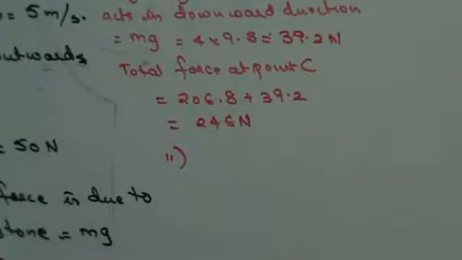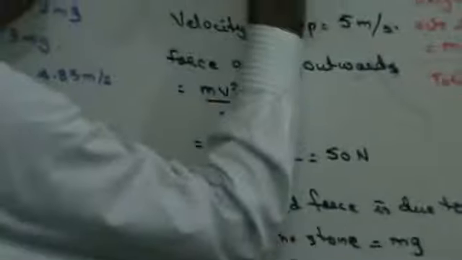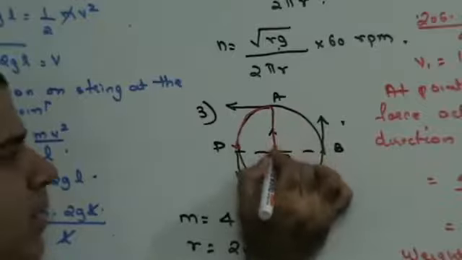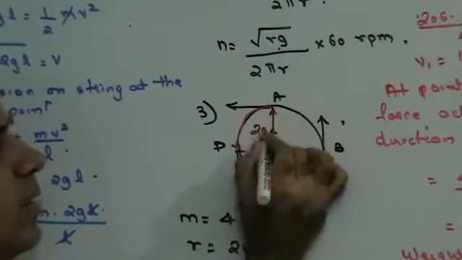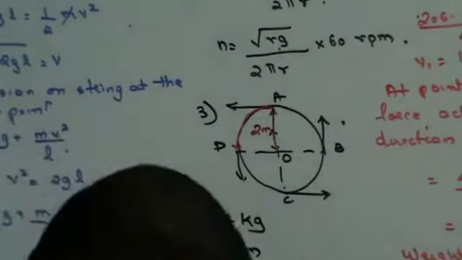First, guys, see this. If the body moves from here to here, how much vertical distance is it going to cover? 2 meters. In the previous case, it was covering 4 meters, right?